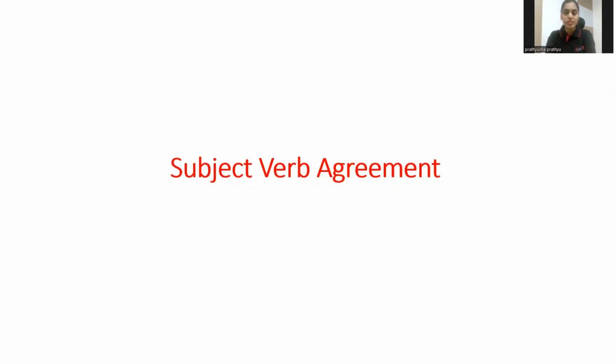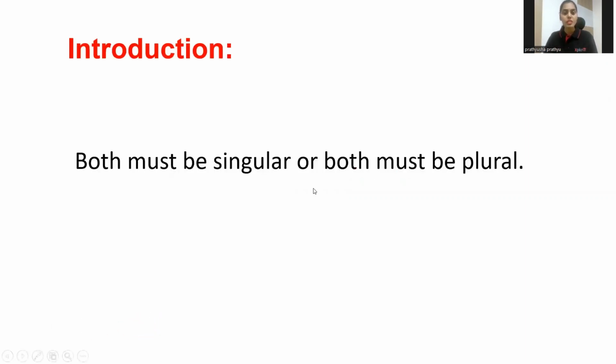Subject verb agreement. The name itself suggests that it talks about the relationship between the subject and the verb. So what is the relationship between the subject and verb exactly? If the subject is singular, then the verb should be singular. If the subject is plural, then the verb should be plural. In other words, both must be singular or both must be plural. So this is the first and the most important rule of subject verb agreement.